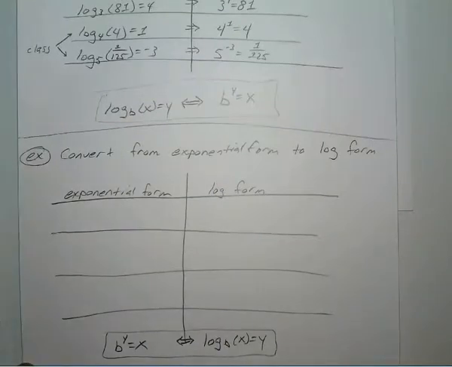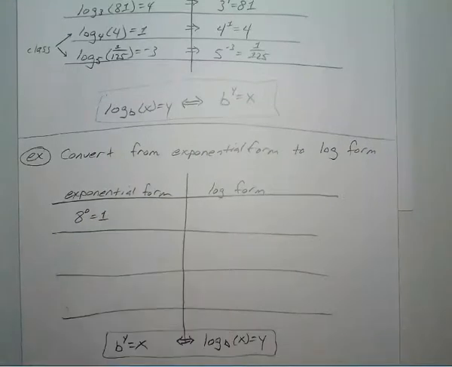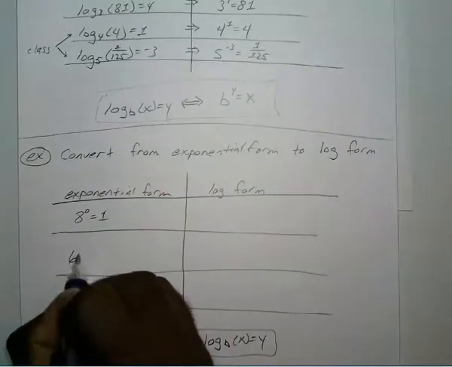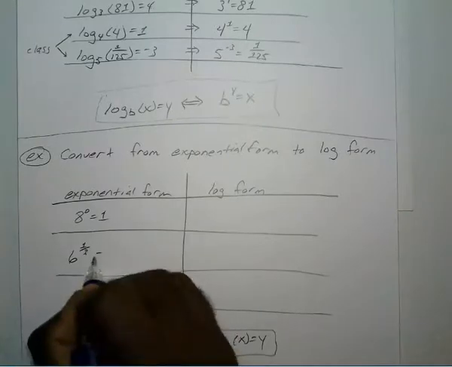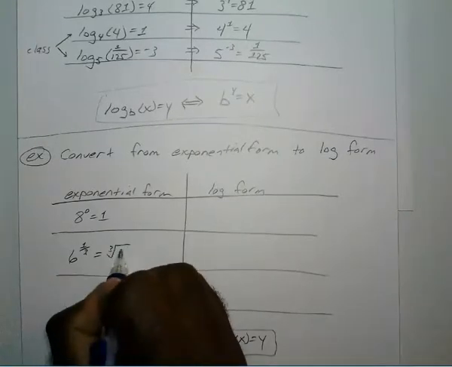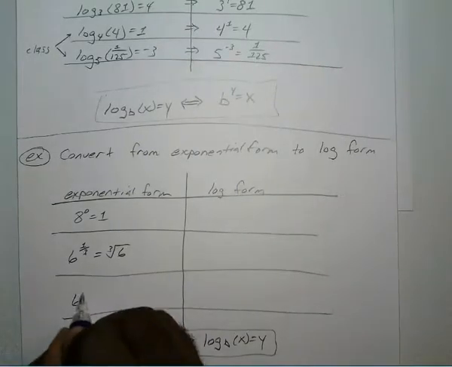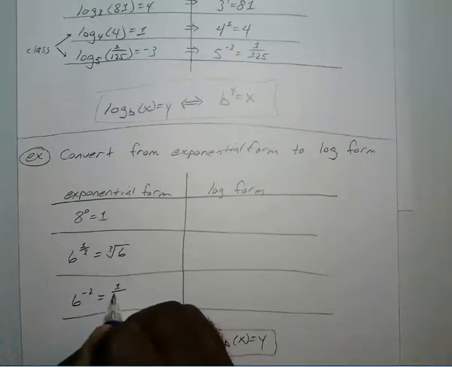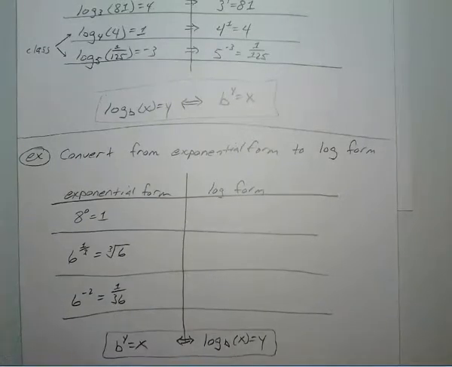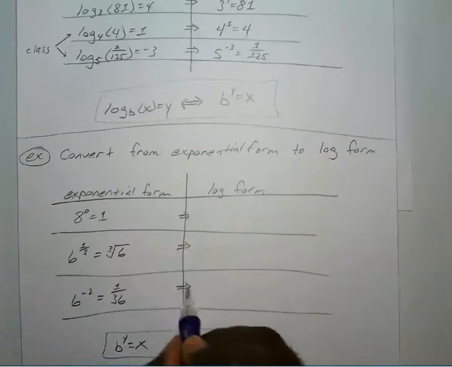Okay, so for our first one, we have 8 to the power of 0 equals 1. And let's give it 6 to the 1/3 power equals the cube root of 6. And 6 to the negative 2 power equals 1 over 36. And we're going to convert all three of those exponential equations to logarithmic form.